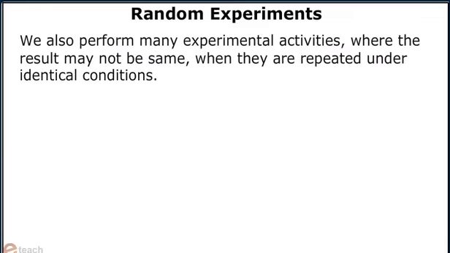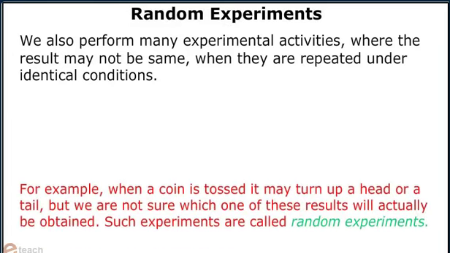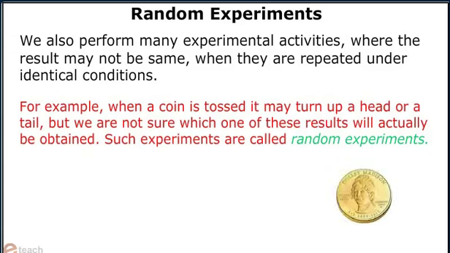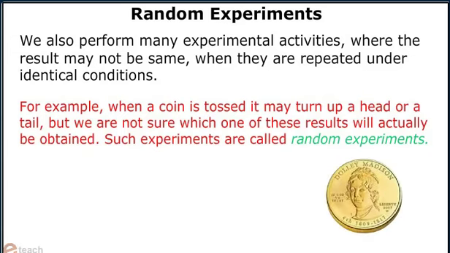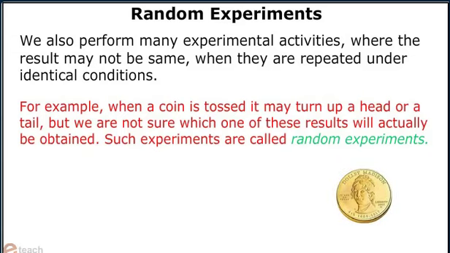We also perform many experimental activities where the result may not be the same when they are repeated under identical conditions as well. For example, when a coin is tossed, it may turn up a head or a tail, but we are not sure which one of these results will actually be obtained. Such experiments are called random experiments.